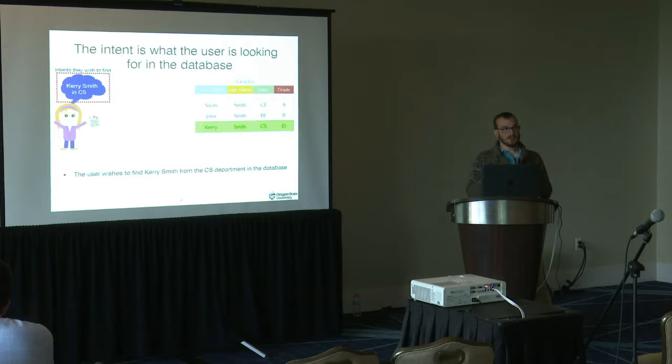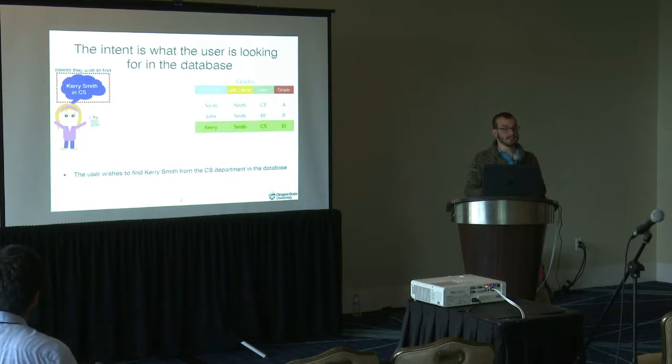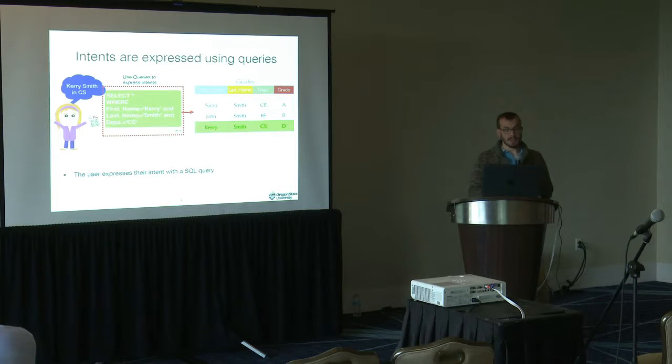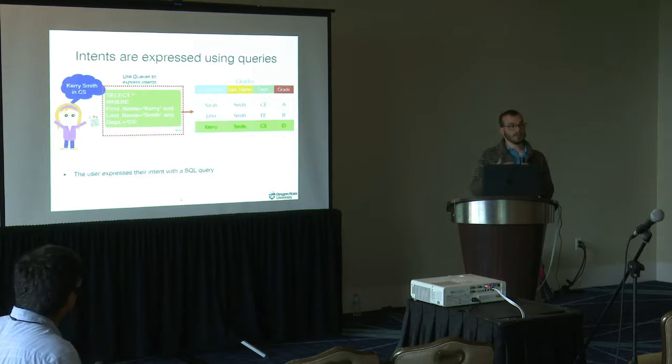So the first thing that the user does is they're going to think of what they want to find from the database, and we call this the user's intent. So in this case, the user is thinking about finding Carrie Smith in the CS department. Typically, they're going to express this intent with a query. In this case, this would be the SQL query that they would need to enter to get the tuple that they desire out of the database.